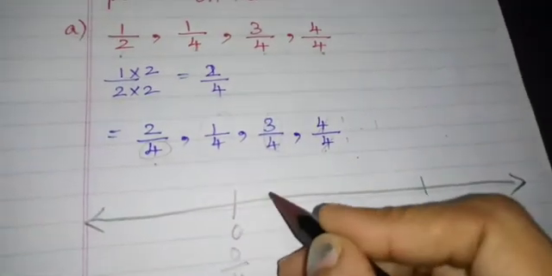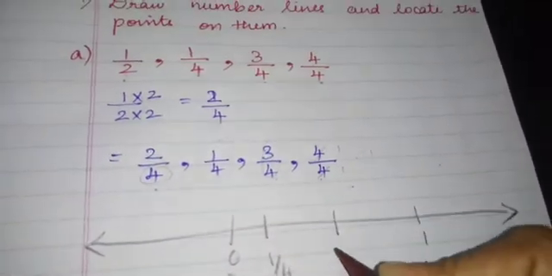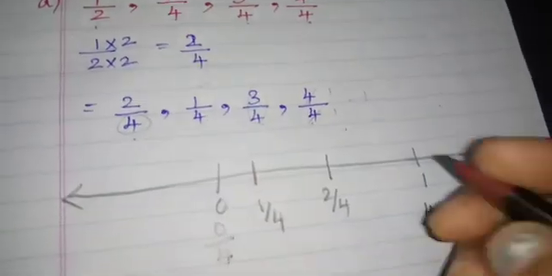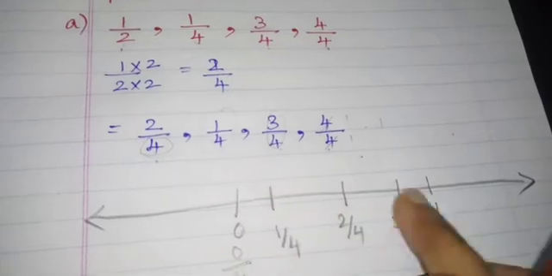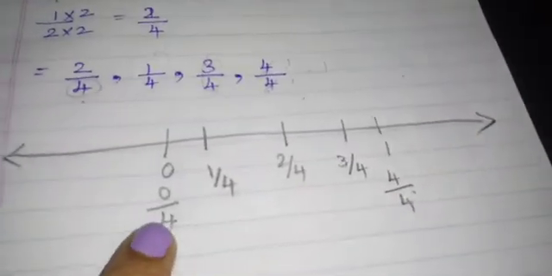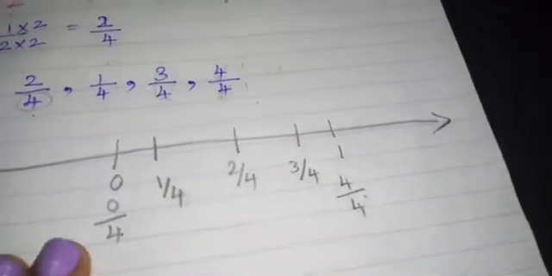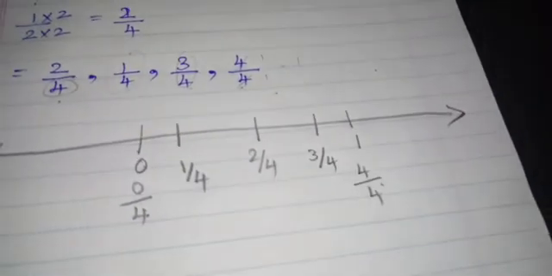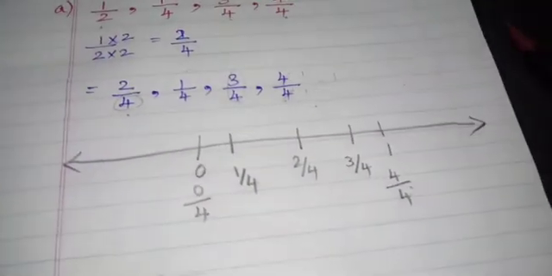Now, after 0 by 4, what is the value? 1 by 4. Next, 2 by 4. Next, 3 by 4. You can give some more spacing, no problem. So 0 by 4, 1 by 4, 2 by 4, 3 by 4, then 4 by 4. That's all. Only this many elements will lie here. So now, can we plot these points?